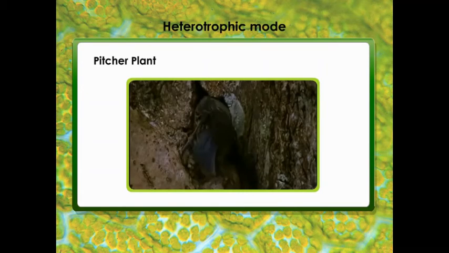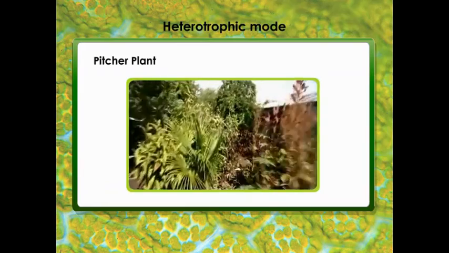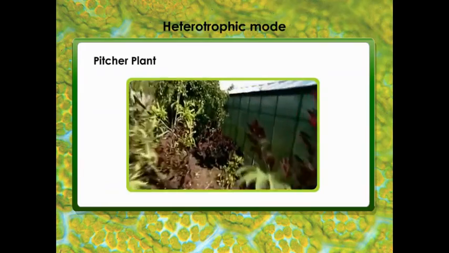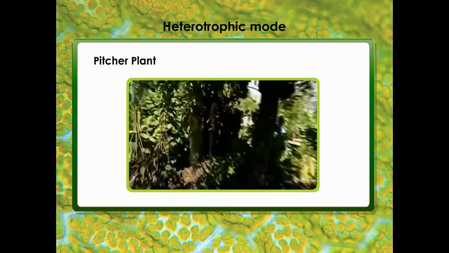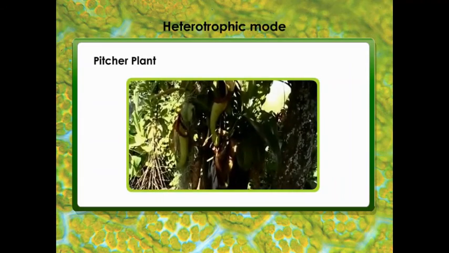Pitcher plants get insects in a cup of liquid. The walls of the cup make nectar, sweet liquid. The nectar attracts the insects. When an insect lands on the wall, it falls down into the liquid.